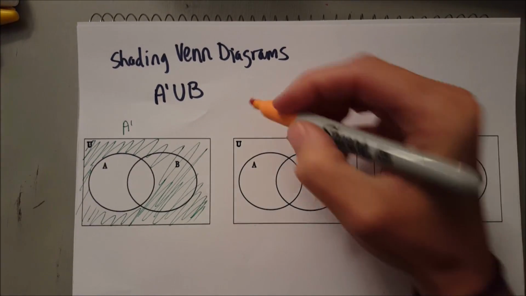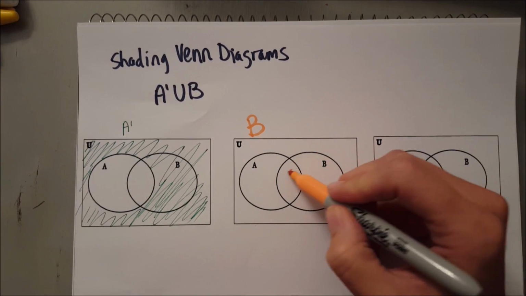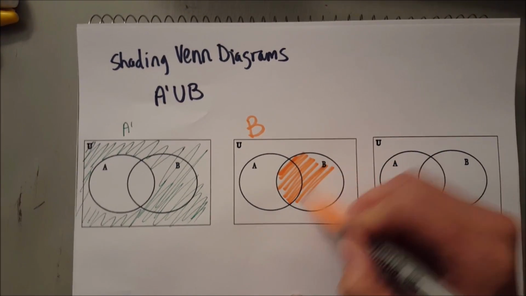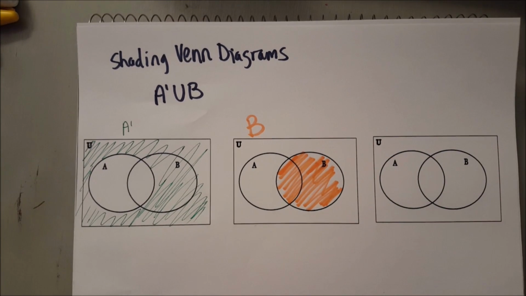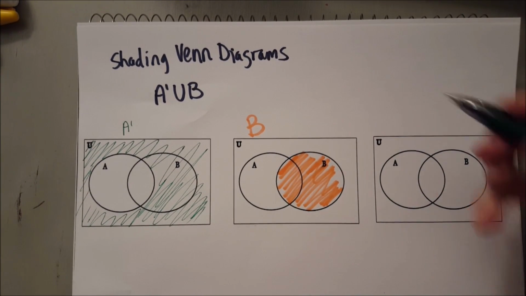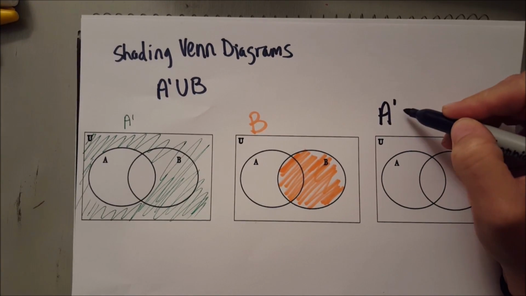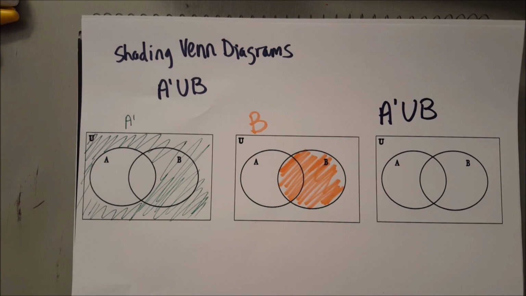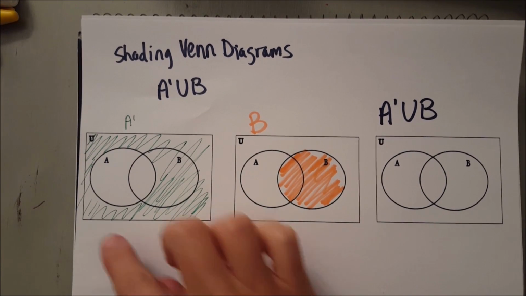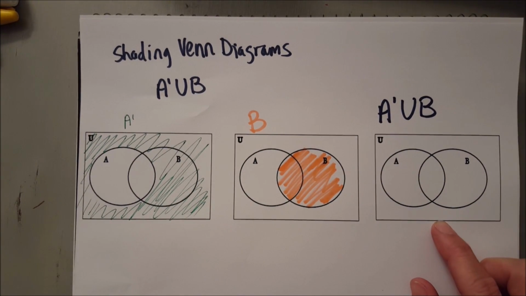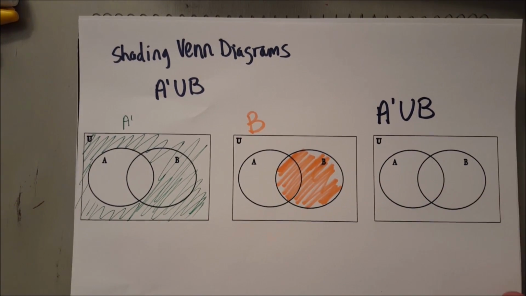Let's split up and do B in this orange color. Everything in B. Everything in the B circle. And then I'm taking the union of this. I'll use black. A complement union B. All right, so I'm going to take anything that's shaded in either graph. Okay, so because it's a union, it's either or. If it's shaded in this graph, I'm going to shade it in the final graph. If it's shaded in this graph, I'm going to shade it in the final. So it's all of the shading together.